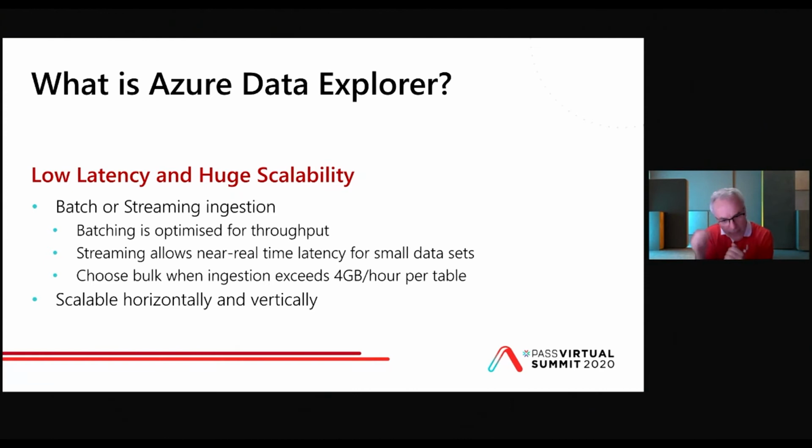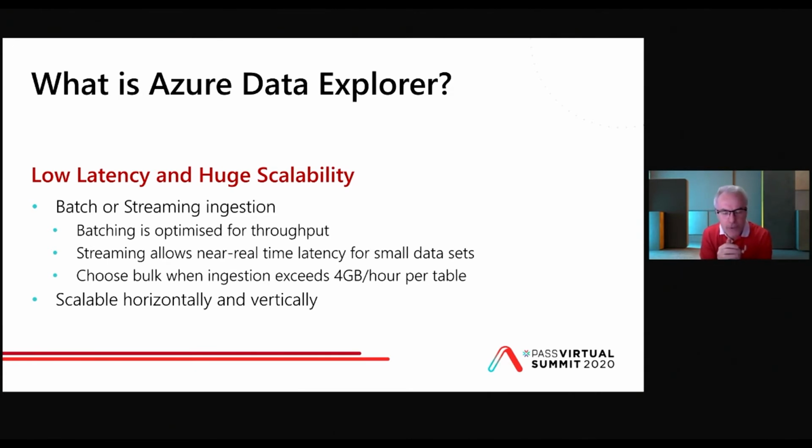Now, there is a bit of a recommendation around that for streaming data. The target is to get that in under 10 seconds. But when you get a rate that's a little bit more than 4 gigabytes an hour per table, then the recommendation is to move to a batch-based process. And that can then ingest between 100 megabytes and 1 gig at a time.